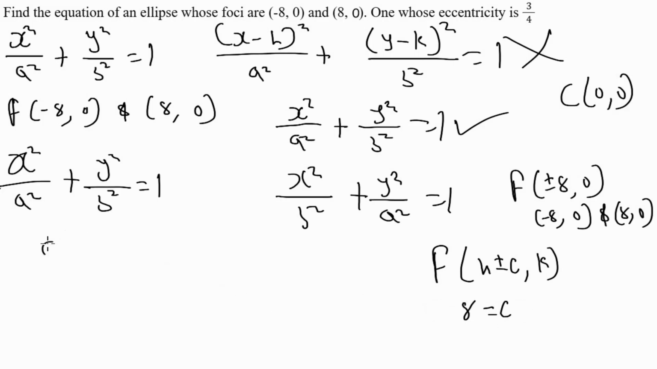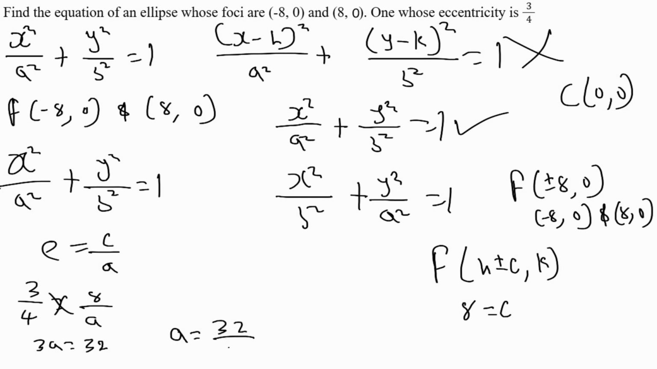Now e is c over a. E is 3 over 4, according to the problem. C is 8, a is what we are looking for. Upon cross multiplying, we have 3a equals 4 times 8, that's 32. We divide this by 3, and the value of a will be equal to 32 over 3. Okay, a will be 32 over 3. So now basically, we need to square it. Now when we square it, we'll have 32 squared over 3 squared, and 3 squared will be 9. Let me use my calculator for 32 squared.